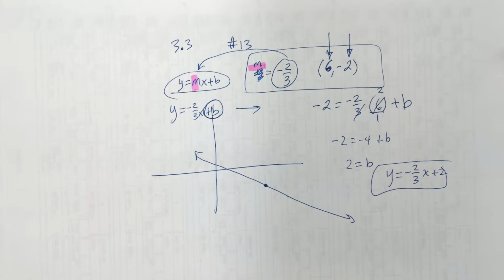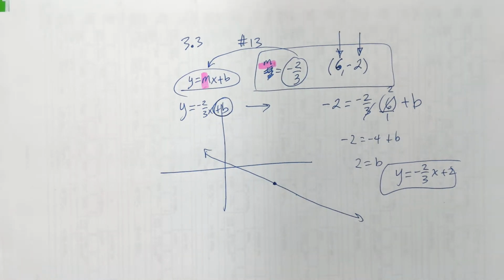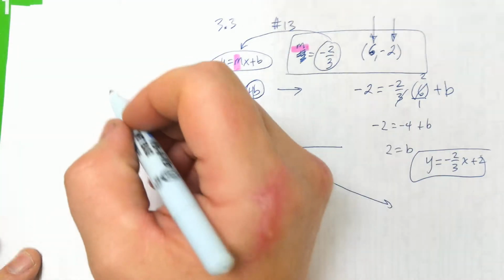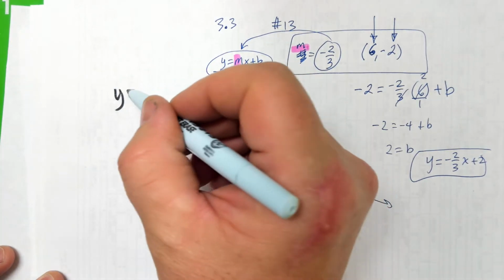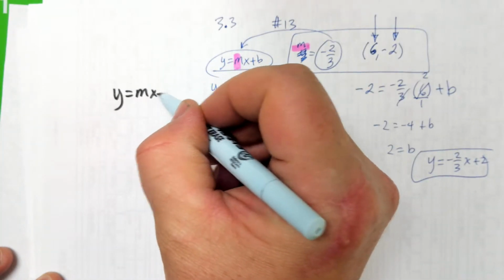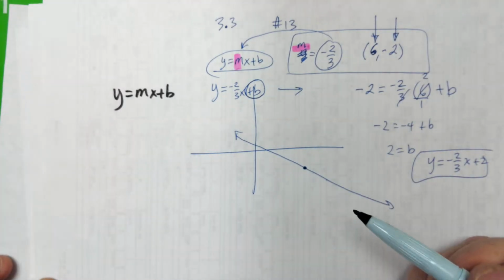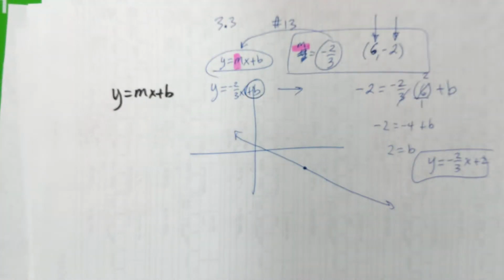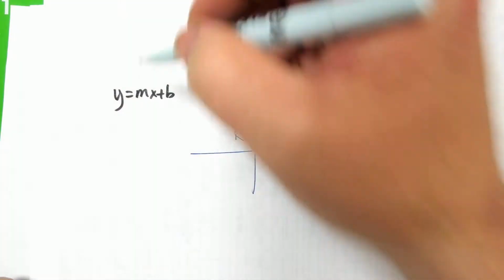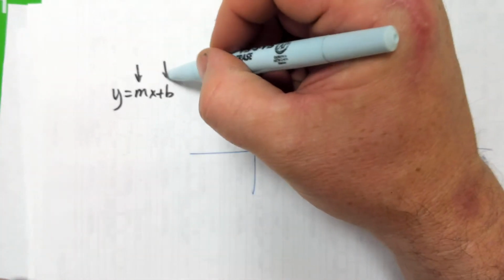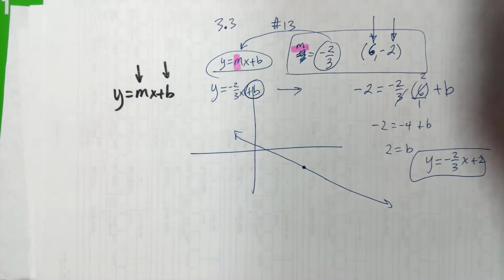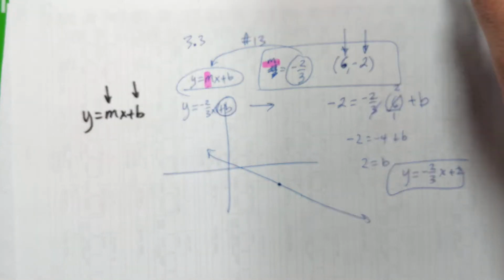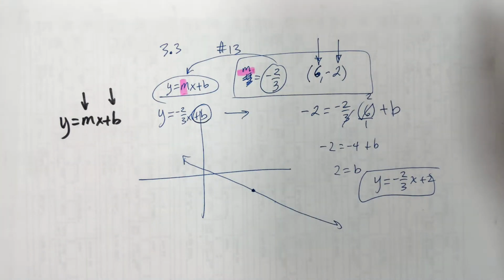Man, I'm trying to figure out how to say this. Here's the situation with all of these problems. For all of them, they're asking you for an equation, y equals mx plus b, right? And they're going to give you different information, and you have to figure out what the slope is, and you have to figure out what the y-intercept is. How you do that depends on the situation. It depends on the information it gives you.